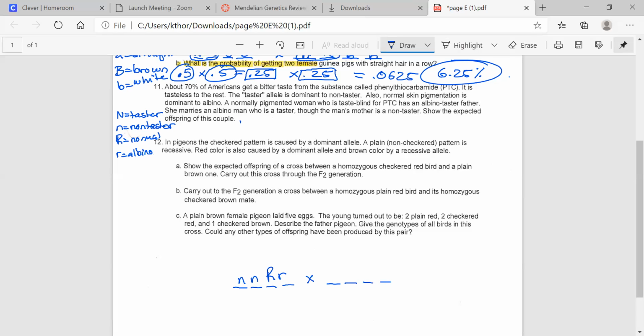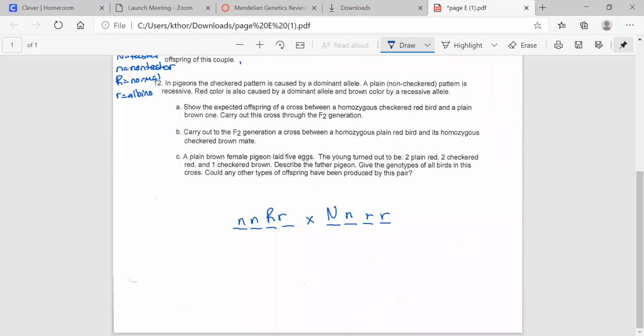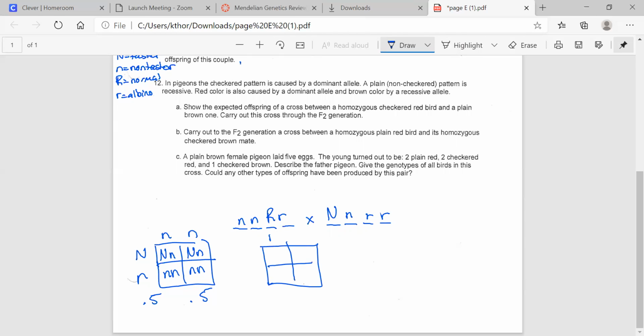She marries an albino man who is a taster, though the man's mother is a non-taster. So that means that the man has the dominant allele, but he inherited a recessive allele from his mother. There we go. That is definitely them. Show the expected offspring of this couple. Okay, so expected offspring. Here we go. Let's just do two different Punnett squares. So it looks like 50-50. And for the other one, looks like it's going to be 50-50 as well.